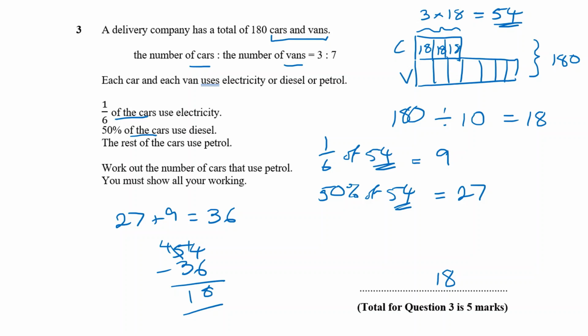So we should get a mark for correctly identifying 18, a mark for identifying 54 cars in total, 1 mark for identifying either 9 or 27, 1 mark for a correct process to then get to the 18, so by either adding up the 27 and the 9 and subtracting it from 54, or by doing 54 subtract 27 subtract 9, and then 1 mark for getting to the correct answer.